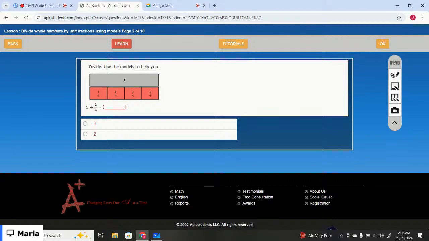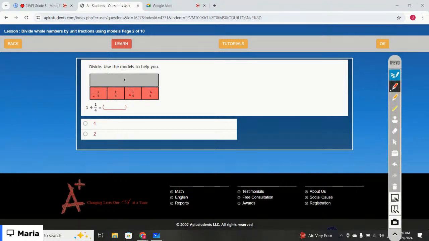The next one is 1 divided by 1 by 4. Divide, use the models to help you. So you can see 1, 2, 3, 4. 4 pieces of 1 by 4 together make 1, right? So that means 1 divided by 1 by 4 is 4. The correct option is 4. Option number 1 is the correct option.